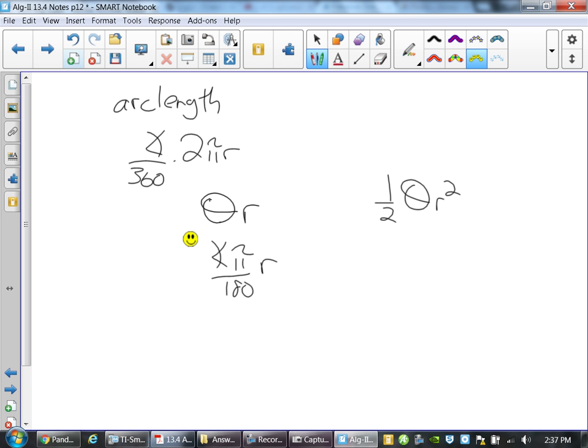Angle measure times pi over 180 times r. And that's when it all goes to radians, so there should be no degrees. You're basically taking your central angle, converting it to radians, and multiplying it by the radius. So if your central angle is 40, you convert it to radians, then you multiply by your radius.